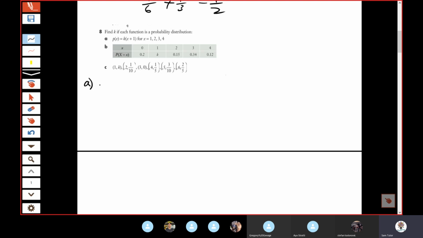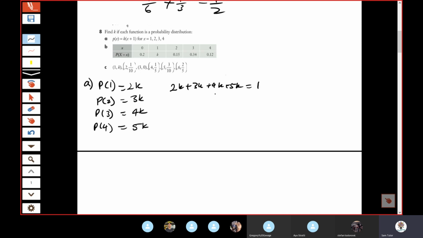P of x. So P of 1 equals 2k. P of 2, 2 plus 1, 3k. P of 3, 3 plus 1, 4k. P of 4, 4 plus 1, 5k. 2k plus 3k plus 4k plus 5k equals 1. Now what's that? 9, 12, 14, so k equals 1 on 14.